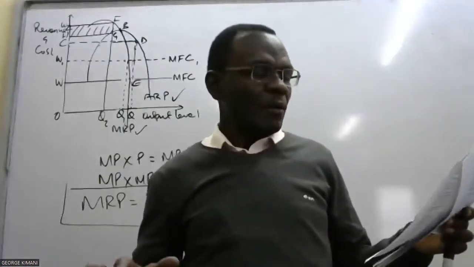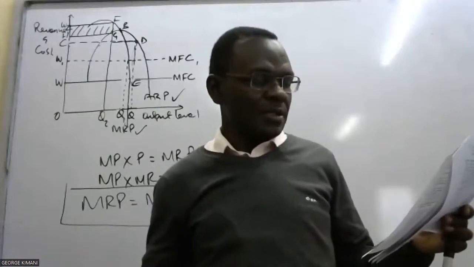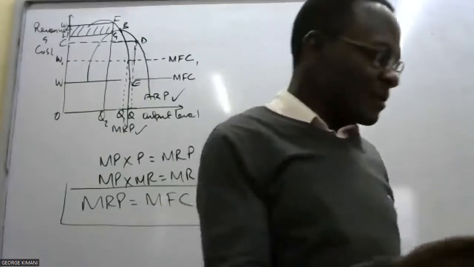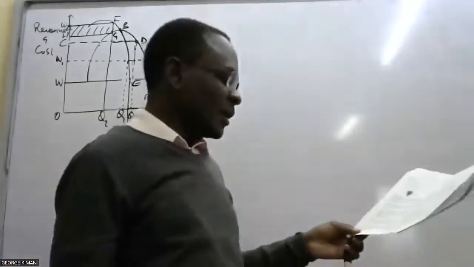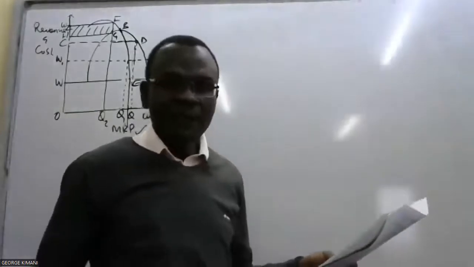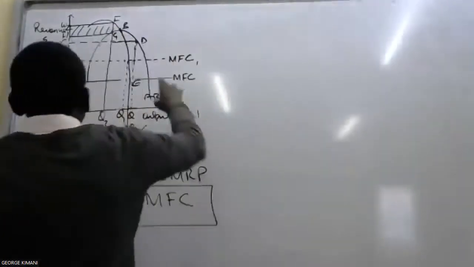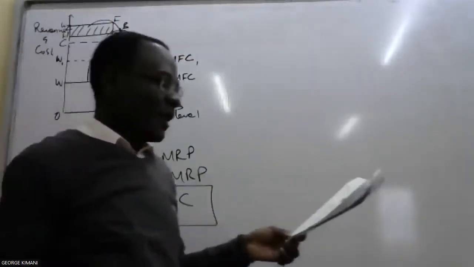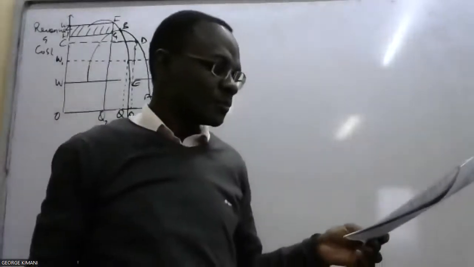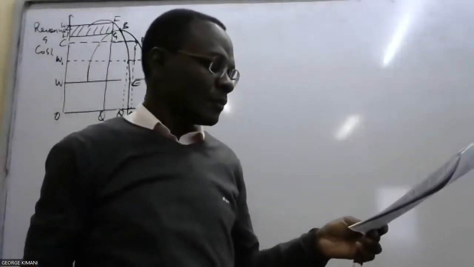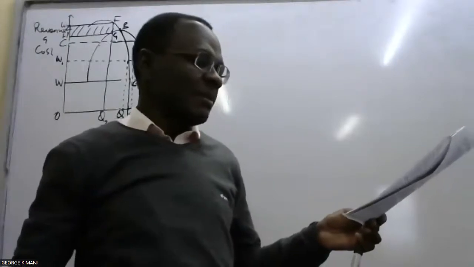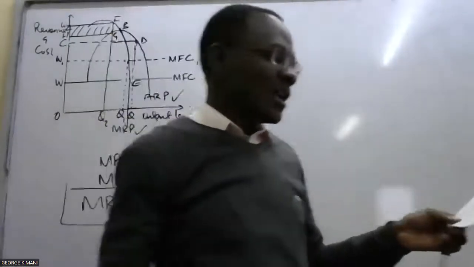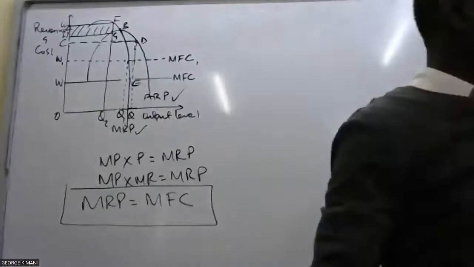For labor or firms, the marginal revenue product is the demand curve. However, firms will not demand any labor if the wage rate is above the average revenue product. Any wage rate above this curve, like W2, the firm will make losses. Firms will not demand any labor if the wage rate is above the ARP curve, as it would imply losses.